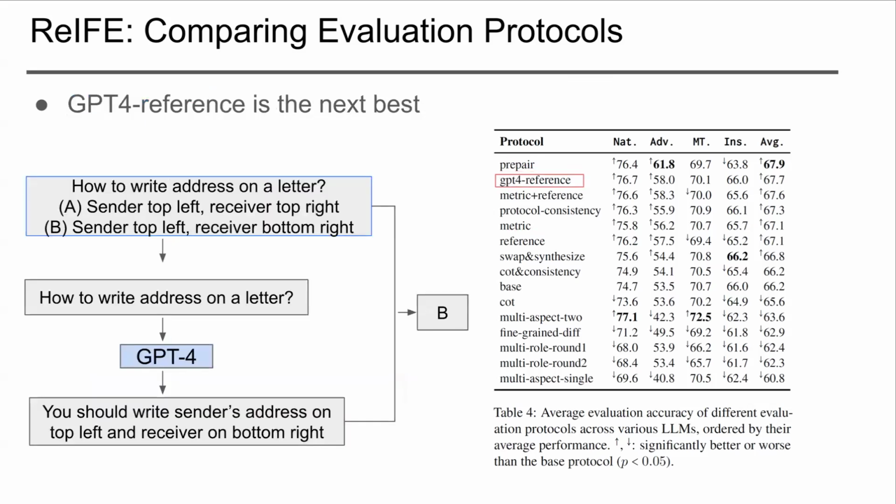And then the next protocol that was performing well was the GPT-4 as reference. This is also an interesting protocol where, if you have two outputs that you're comparing, first you ask the same prompt to GPT-4 to give you an answer, ignoring the two outputs. And then you compare the output that GPT-4 generates with each of these systems. And then the model selects, for example, one output. And it seems like this reference-based evaluation is actually quite helpful.